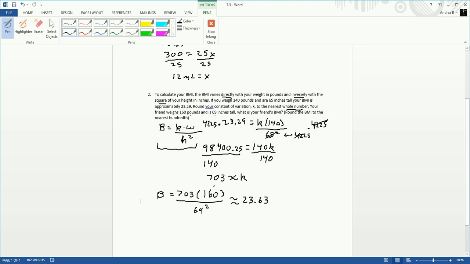And make sure for both of these problems and any word problem to double check, make sure that your answer does make sense in the context of the problem.